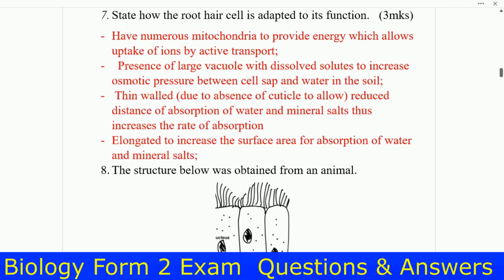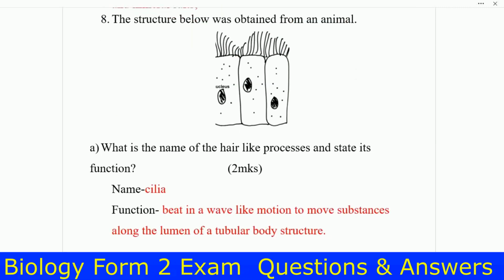Let's go to question number 8. You're told the structure below was obtained from an animal. You can see it here. You are given a nucleus, and that's how it is appearing. You are asked: what is the name of the hair-like processes, and state its function? Hair-like, you can see the hair-like structure there. What is the name of that one?